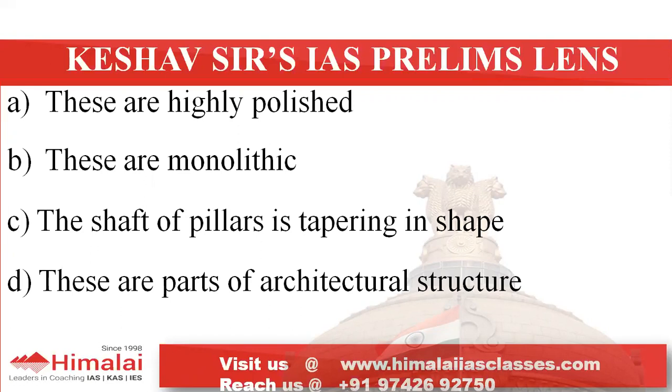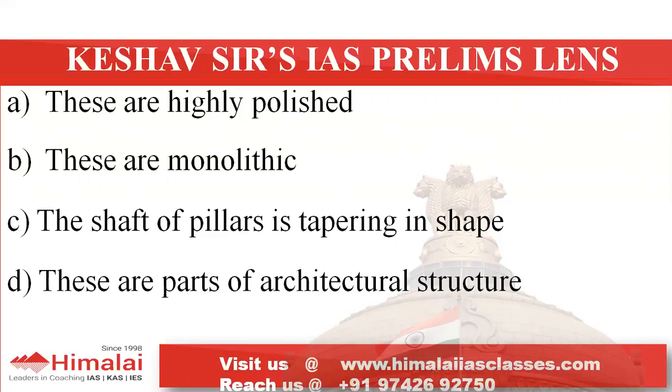Their architectural design was followed from Greek styles. It was monolithic, it was highly polished, and it had animal emblems at the top. And the pillars had edicts which preached Ashoka's policies, rules, and idea behind his Dhamma.